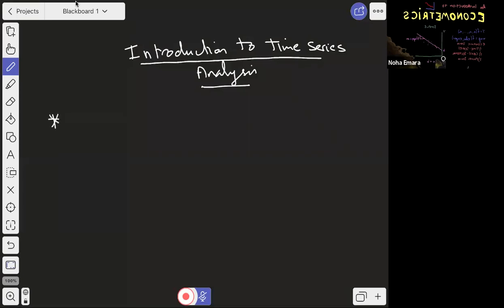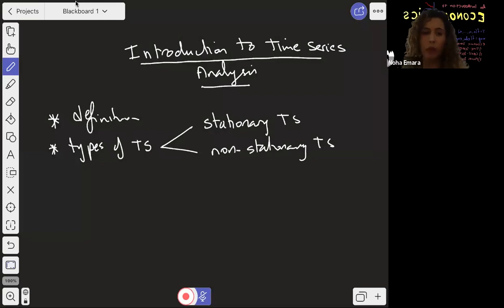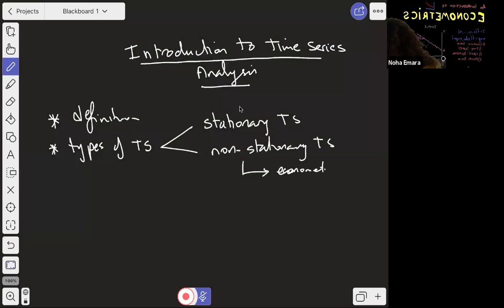So we're going to talk about the definition. We're going to talk about the different types of time series, or I should say we are actually going to be talking about two types: a stationary time series and a non-stationary time series. And we will talk about one of the possible econometric problems, which we call spurious regression.